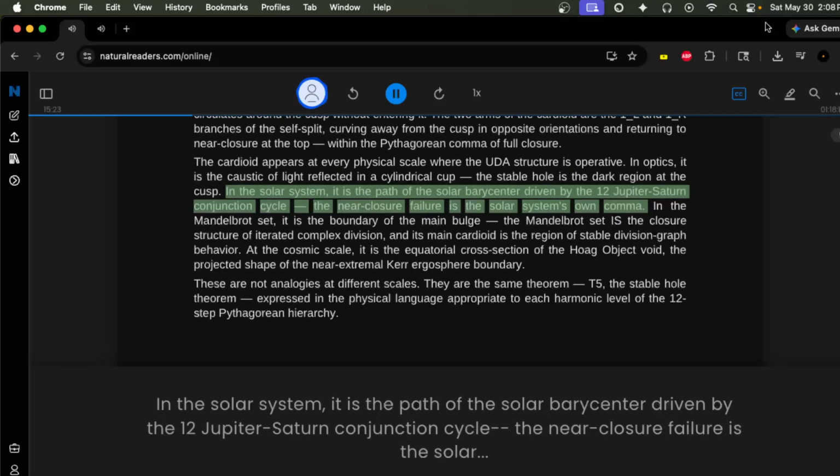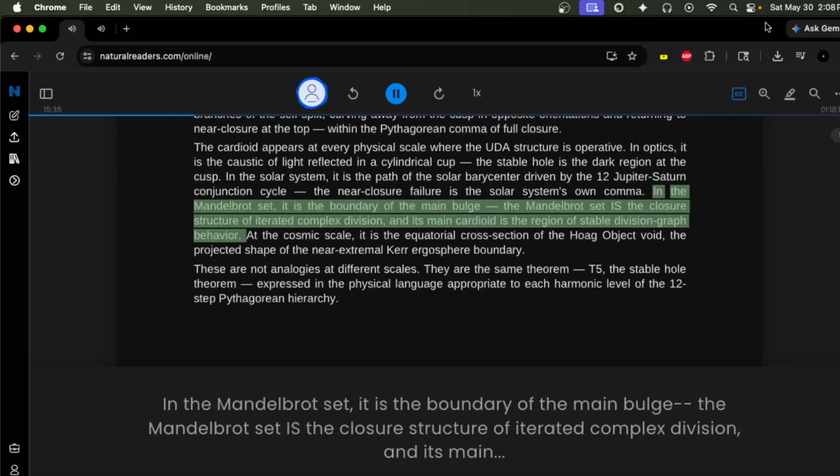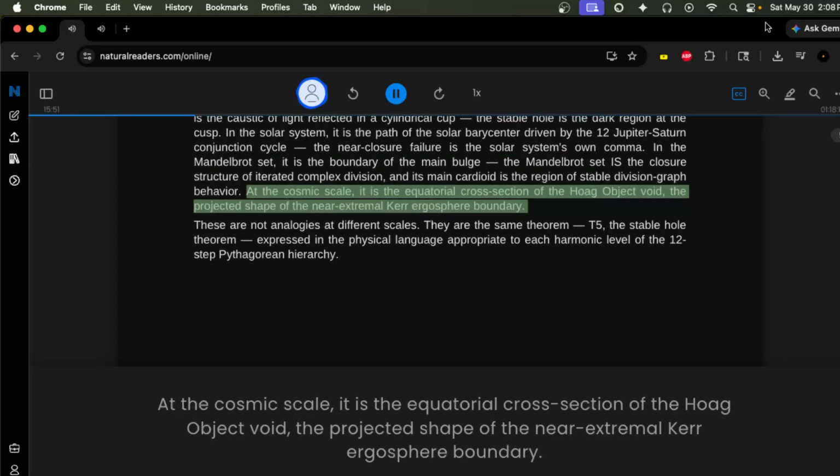In the solar system, it is the path of the solar barycenter driven by the 12 Jupiter-Saturn conjunction cycle. The near closure failure is the solar system's own comma. In the Mandelbrot set, it is the boundary of the main bulge. The Mandelbrot set is the closure structure of iterated complex division, and its main cardioid is the region of stable division graph behavior. At the cosmic scale, it is the equatorial cross-section of the Hogue object void, the projected shape of the near-extremal Kerr ergosphere boundary.